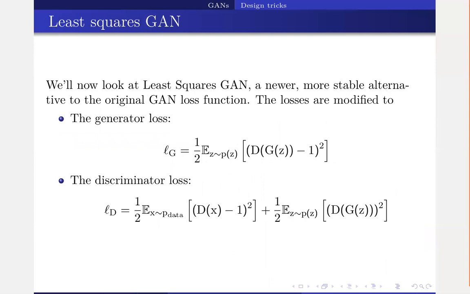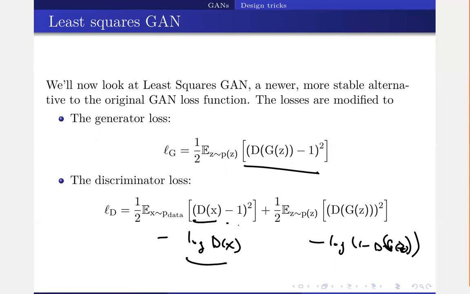Also look at another formulation, the least squares GAN, which is very similar to what we had earlier. Remember, earlier we had the cross entropy loss, where the discriminator loss is something like log D(x) plus log(1 - D(G(z))). Instead, we can use this least squares loss. Instead of cross entropy, we say that D(x) should be close to one, so we use the square error to model that. And D(G(z)) should be close to zero, so therefore we just take a square error here.